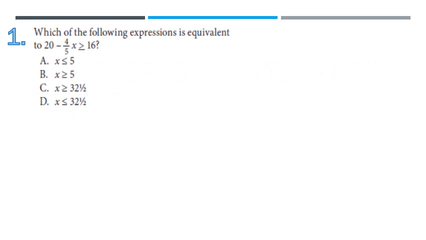So first up, we have: which of the following expressions is equivalent to 20 minus 4/5 x is greater than or equal to 16? Okay, the key thing to remember with inequalities is that you're going to solve them like you are solving equations. Just remember, if you divide or multiply by a negative, the inequality changes.